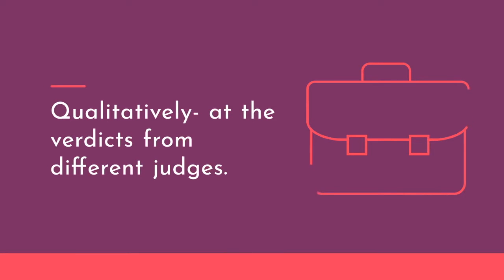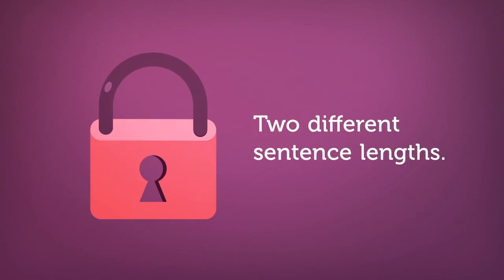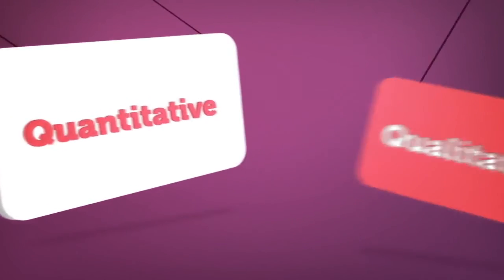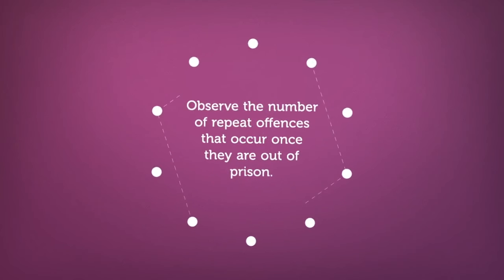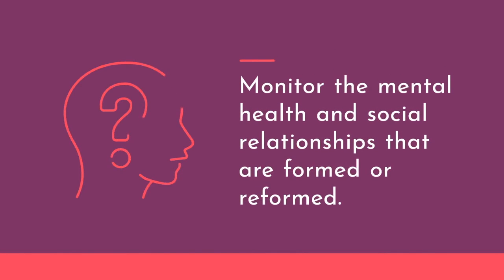An example of this would be examining 2 juvenile delinquents with similar upbringings who have committed the same crime and are of the same age, race, and gender, but who are given 2 different sentence lengths. We can then study their reintegration into society through qualitative and quantitative methods. A quantitative method would be to observe the number of repeat offenses that occur once they are out of prison, and observing the rate at which they reintegrate into society. A qualitative method would be to monitor the mental health and social relationships that are formed or reformed when they are released.